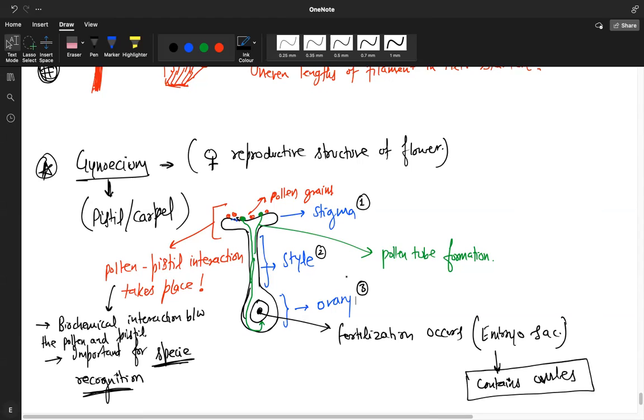It is the swollen basal part. It is the swollen or bulged or enlarged. You can use words like this. Swollen basal part, which contains embryo sac and ovules in it, and is the site for fertilization in plants. Okay.